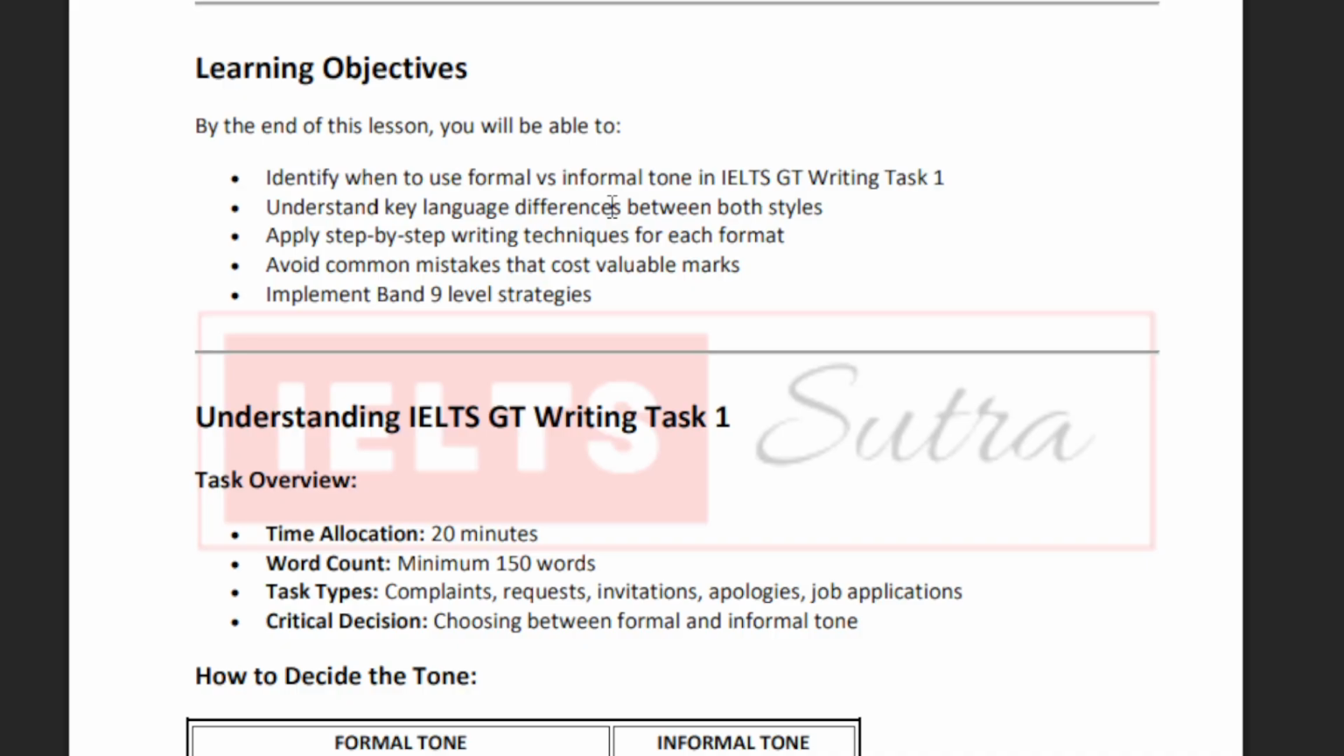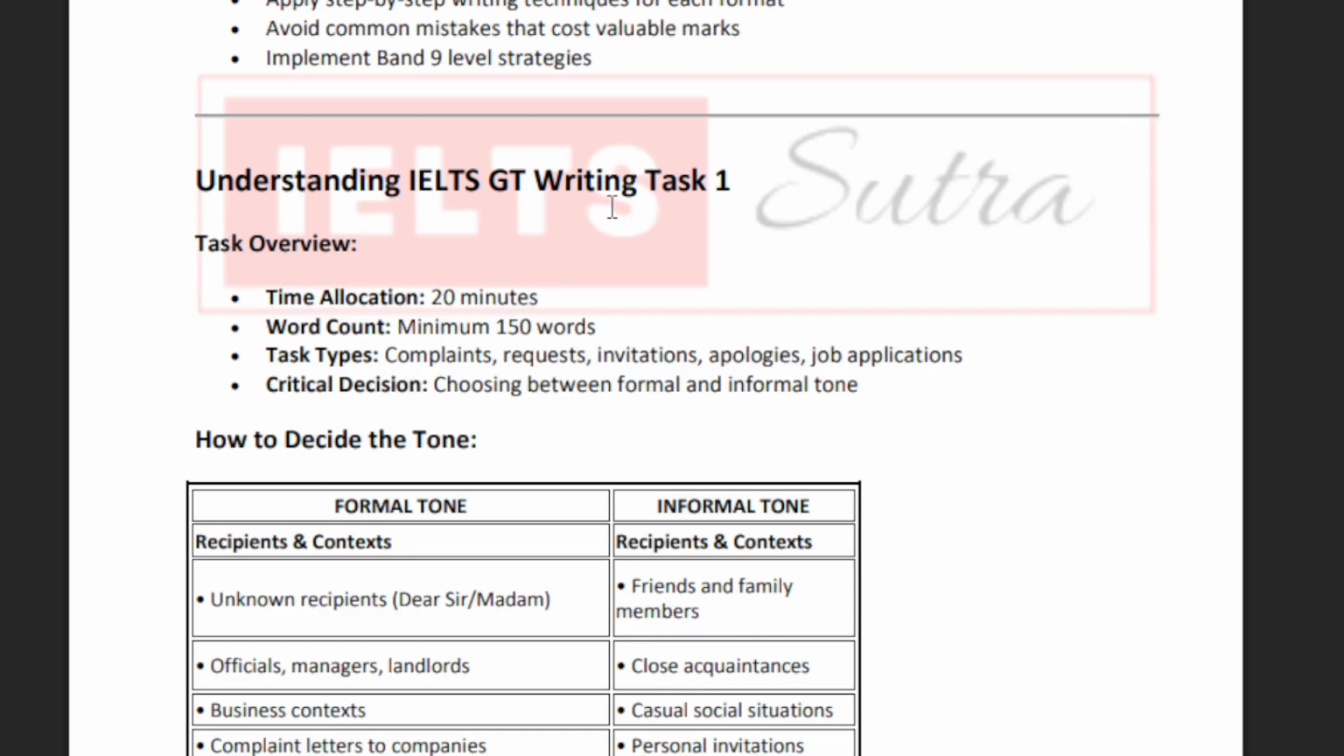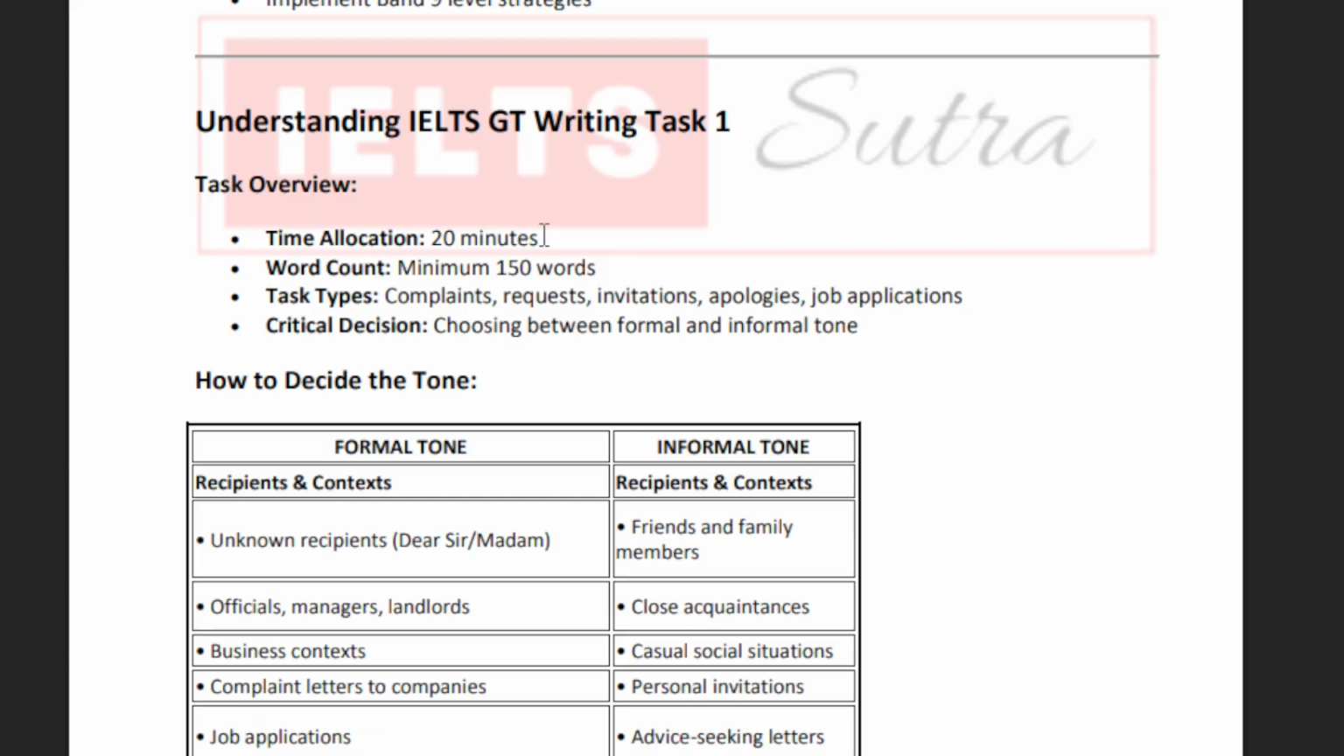So let's get started. First of all, let's understand the criteria and all the concepts related to IELTS General Training Task 1. As you know, you have 20 minutes to write this letter, and the word count should be 150 minimum. You have different types of letters. For example, you have letters of complaint, you have letters of request, you have letters of invitation where you invite someone for any occasion. Then you have letters of apology and job applications, etc.